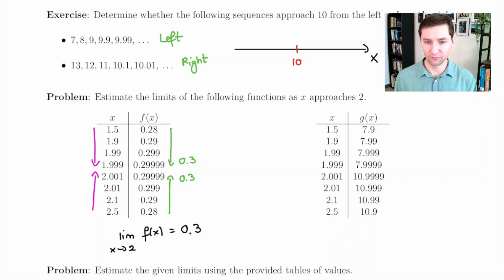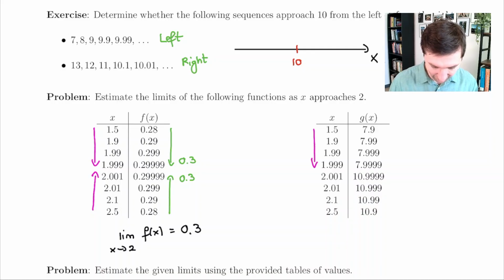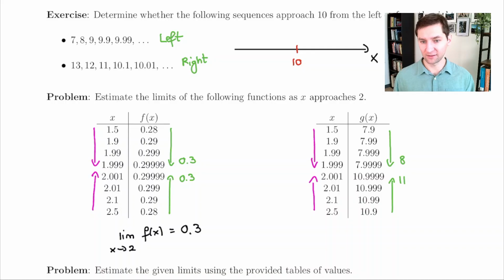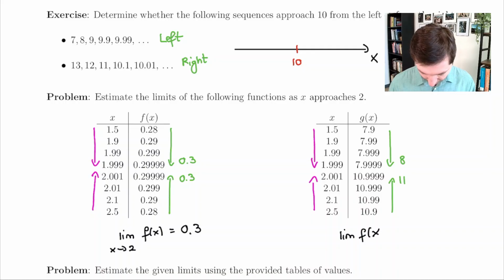Let's try to apply this reasoning to the second table. As the inputs approach 2 from the left, the outputs approach 8. As the inputs approach 2 from the right, the outputs approach 11. In this case, there is no one value to which the outputs get closer and closer as the inputs approach 2. In that case, we say that the limit of this function as x approaches 2 does not exist.